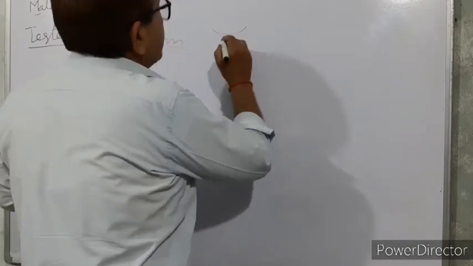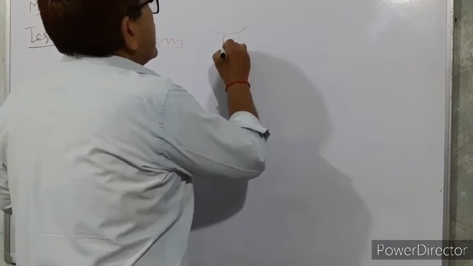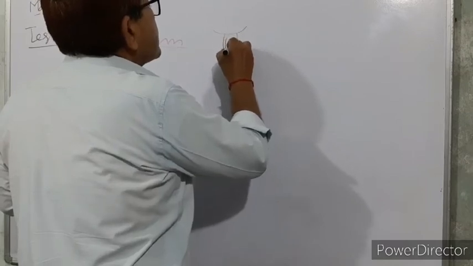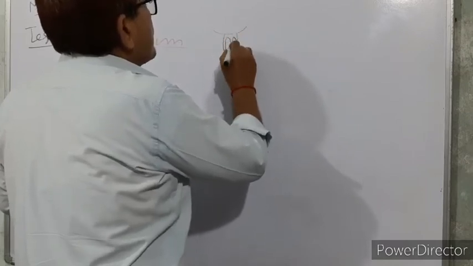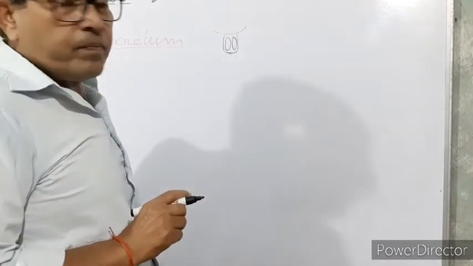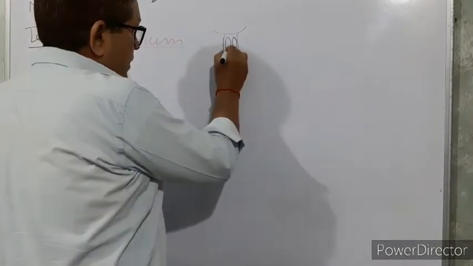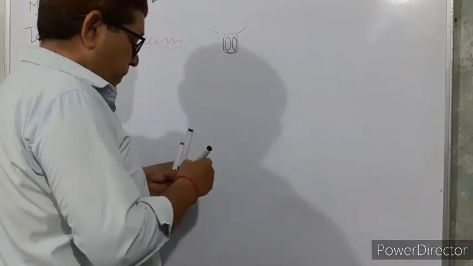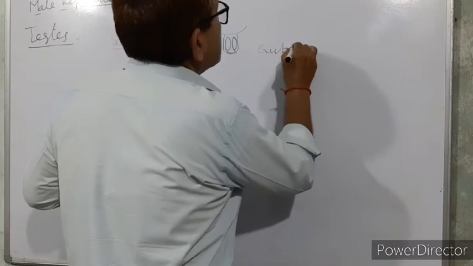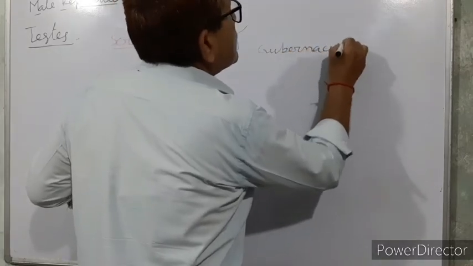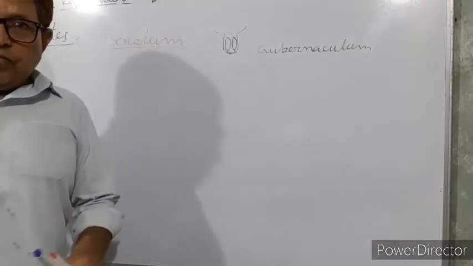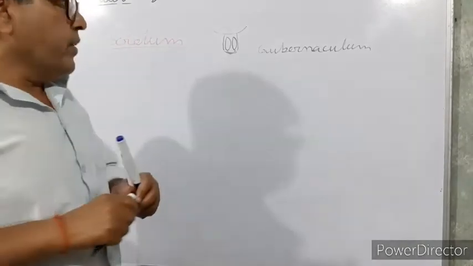So let us see its structure. Suppose this is the abdomen, and outside the abdomen this is the scrotum. The testis is found inside the scrotum, and here it is attached by the gubernaculum.